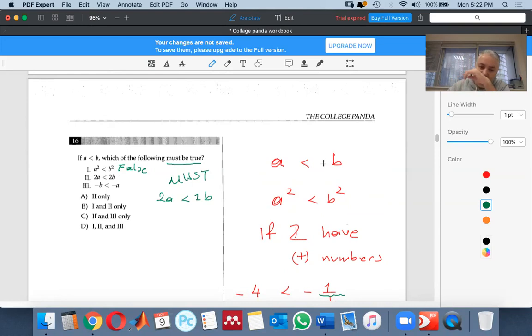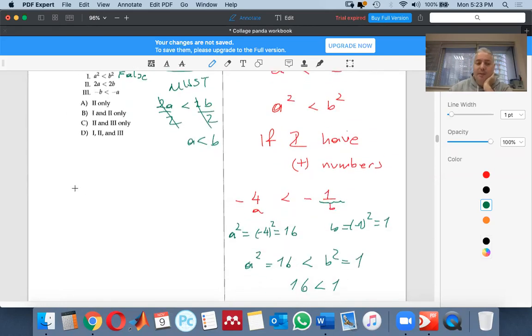Sir, for this one, for example, if a is positive 4 and b is negative 4, again this will be a problem. Let's check. -4 less than +4, 16 is less than 16. Yes, this is wrong also. You are right. But one example is enough to say it is not correct. So B is correct: 2A is less than 2B, easy, so by 2, A is less than B. Now let's talk about the last part. -B is less than -A.